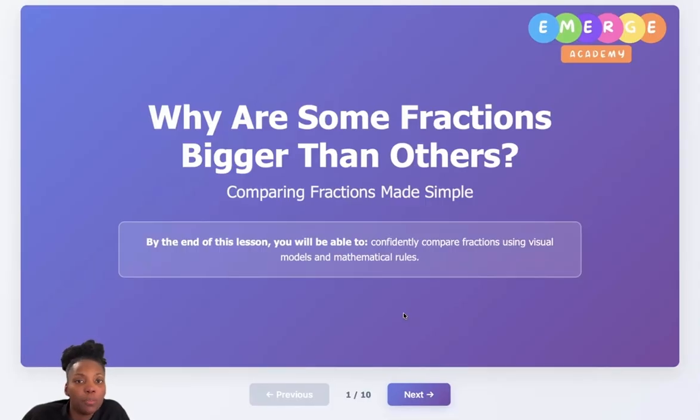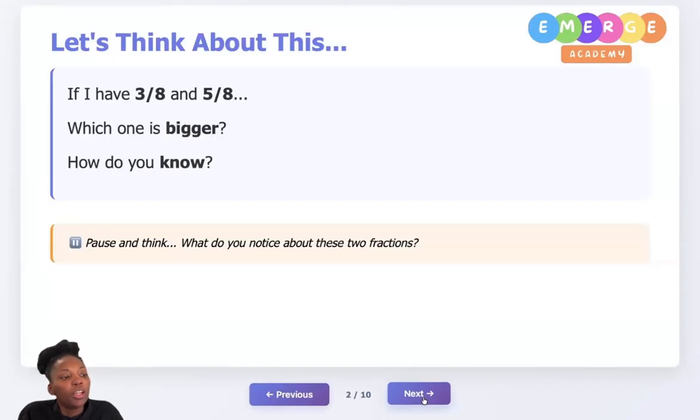Okay, so in today's lesson, we're going to be looking at comparing fractions, and we want to find out why some fractions are bigger than others. By the end of this lesson, you'll be able to confidently compare fractions using visual models and mathematical rules. So let's think about this. If you have 3/8 and 5/8, which one is bigger and how do you know? Pause and think about it. What do you notice about these two fractions?